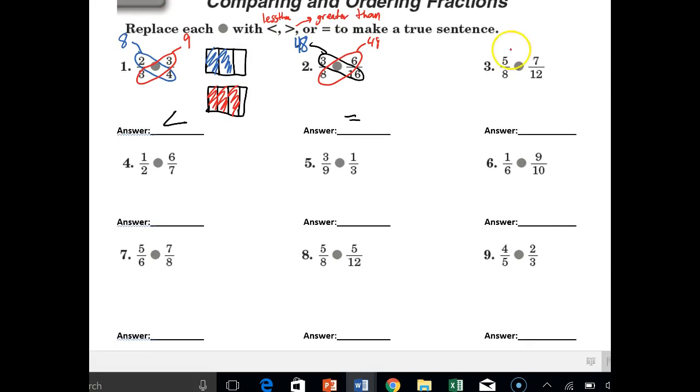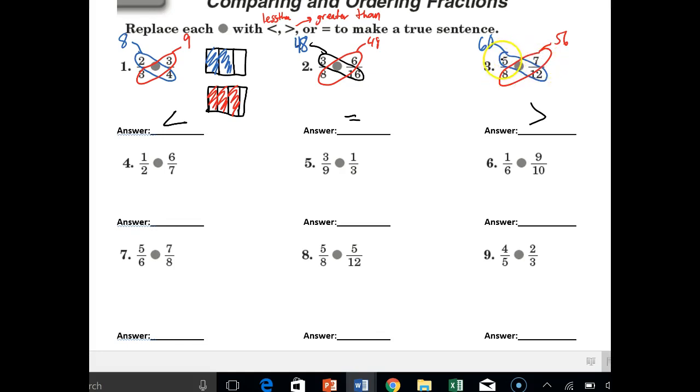5 over 12. Again, use your multiplication chart. That will give you 60. 7 times 8 will give you 56. Which one's bigger? Obviously 60. So 5/8 is greater than 7/12, right? And if you think about this, this 5/8 is only 3 away from being a whole, whereas this 7/12 is 5 away from being a whole.